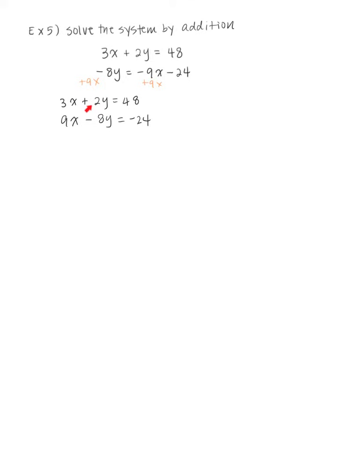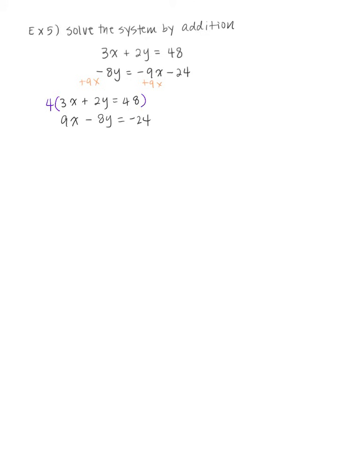So what number do I need to multiply to 2 for us to get positive 8? That will be positive 4, isn't it? 4 times 2 is 8. So what we're going to do is this. We're going to take our first equation, multiply the whole entire thing by 4.